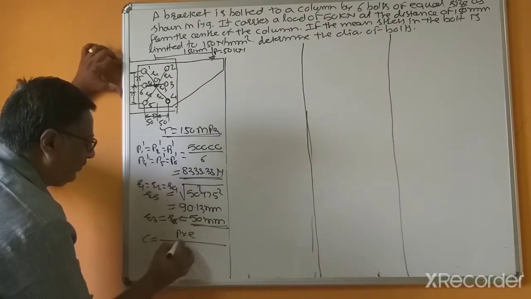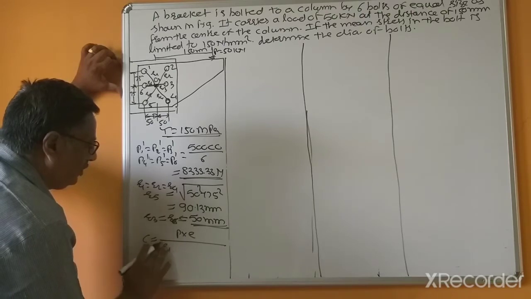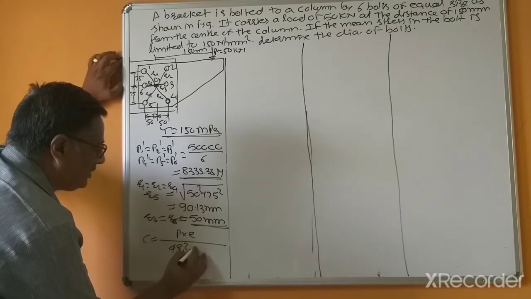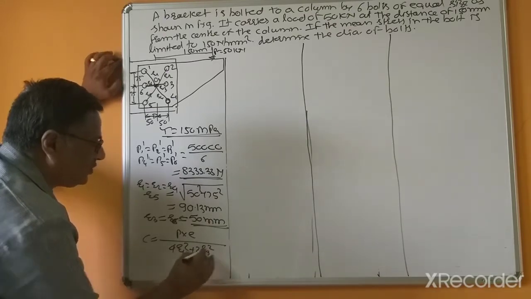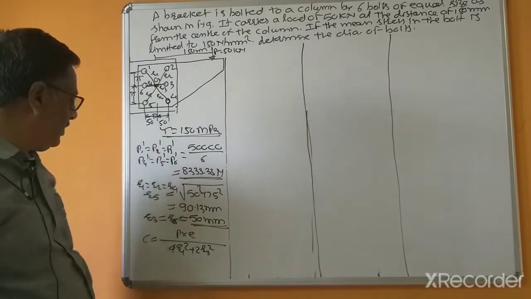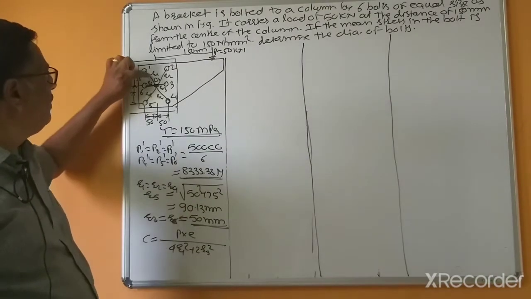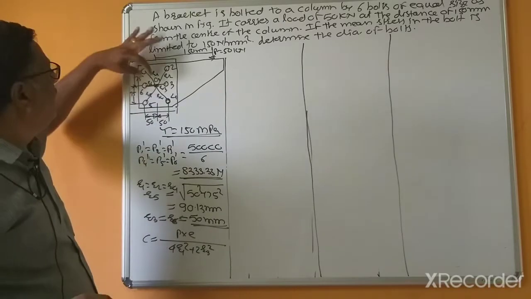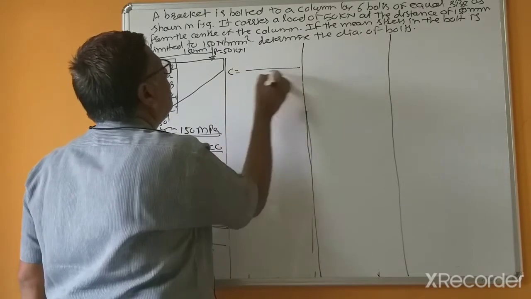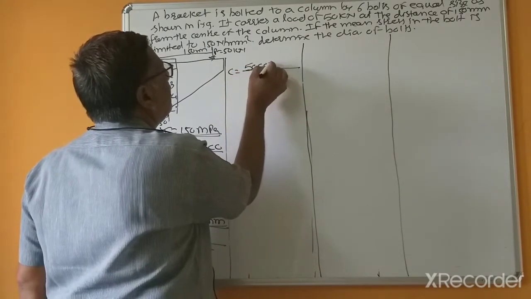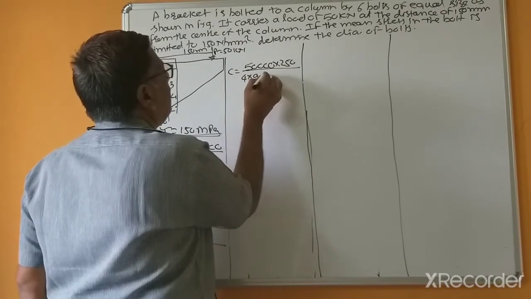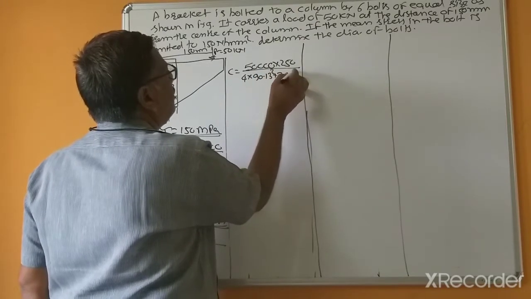Now C equal to P into E divided by, directly can I write here 4 into R1 square plus 2 into R3 square. Purposefully I eliminate one step here, so that you can understand why this is 4R1, because this is 1, 2, 3, 4, these are similar, and this is R3 and R6, that's why this is 2R3 square. C equal to P equal to 50,000 multiplied by 250, and this is 4 into 90.13 square plus 2 into 50 square.